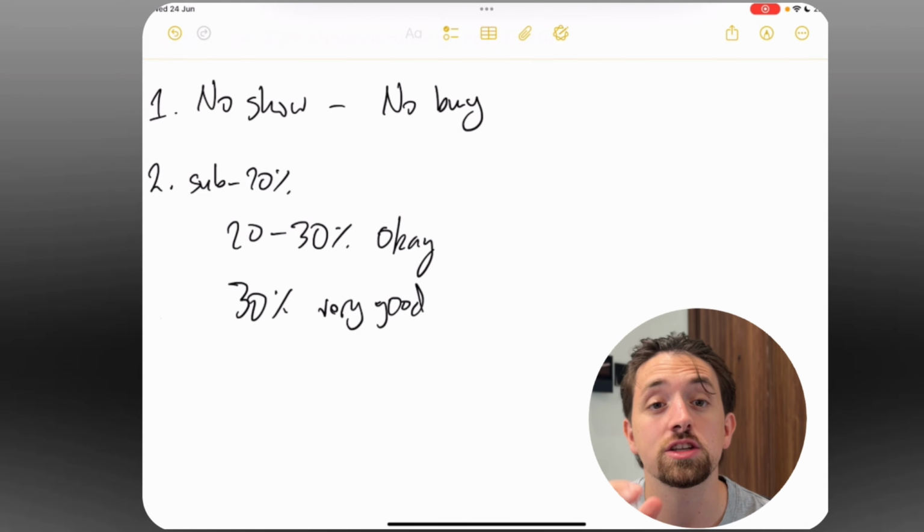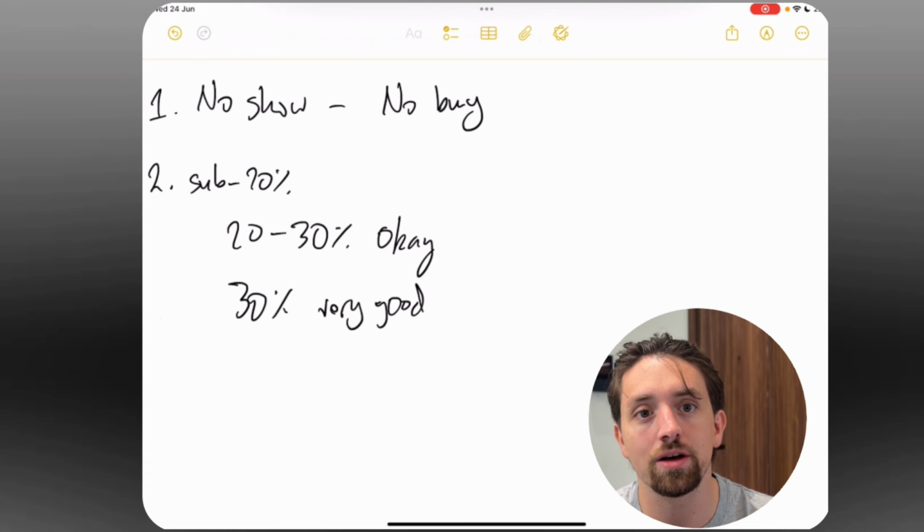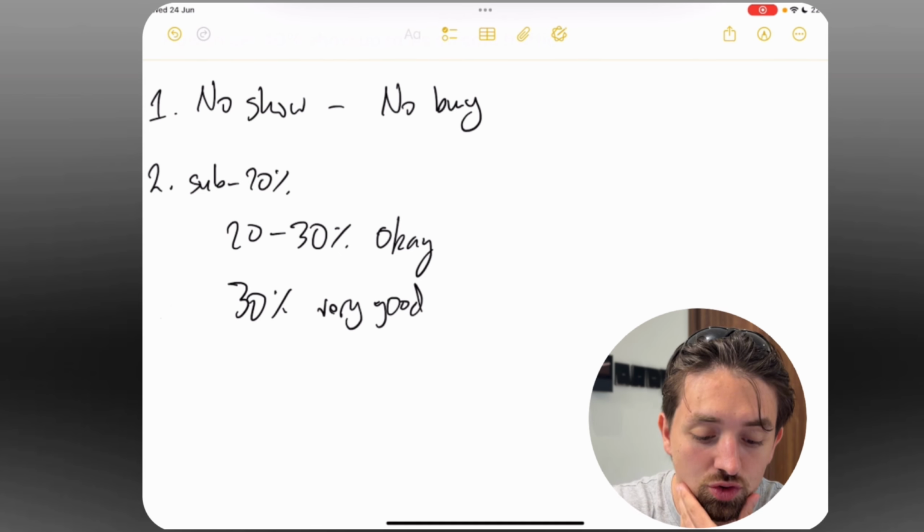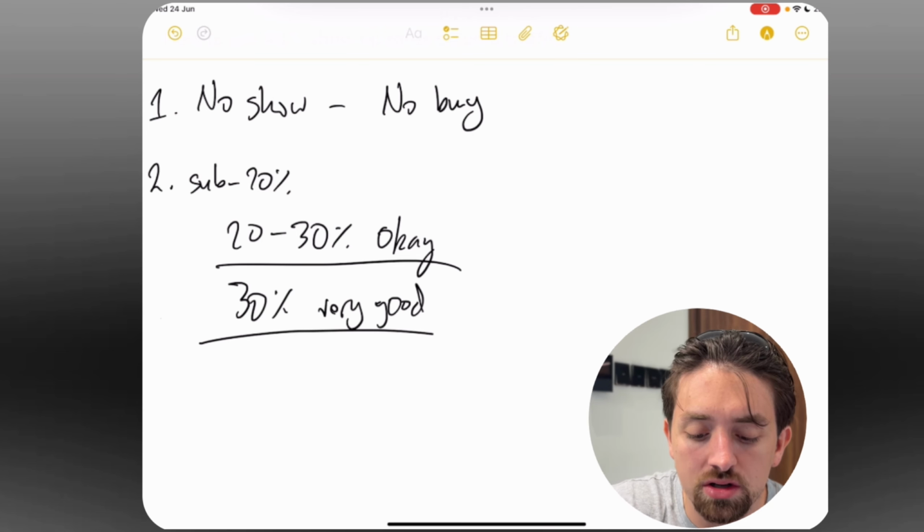But the thing you need to understand, especially when you're doing cold, is you need to have much more diligence with this stuff because you have much less room for error, because these are people who just don't really know you or care about you anyway. So you really need to work hard to get them to care.